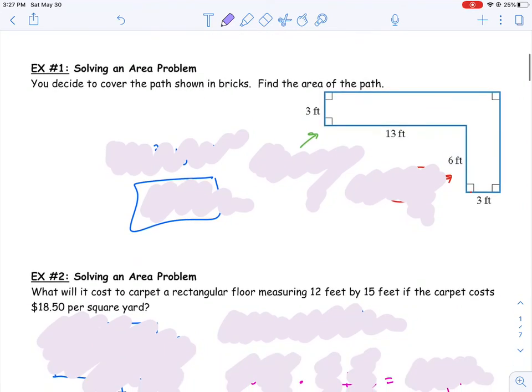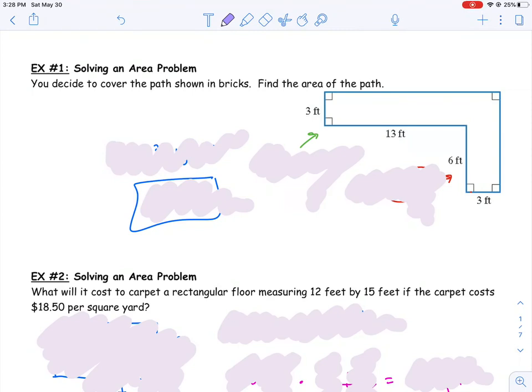Let's do a couple of problems here with the idea of area of a rectangle or a square. In this first one, it says you decide to cover the path shown in bricks. Find the area of the path, because eventually you're going to need to know how many bricks you need to put on the path, right? And so this isn't quite a rectangle though. It looks like to me this is a composite figure where you have a couple rectangles in one.